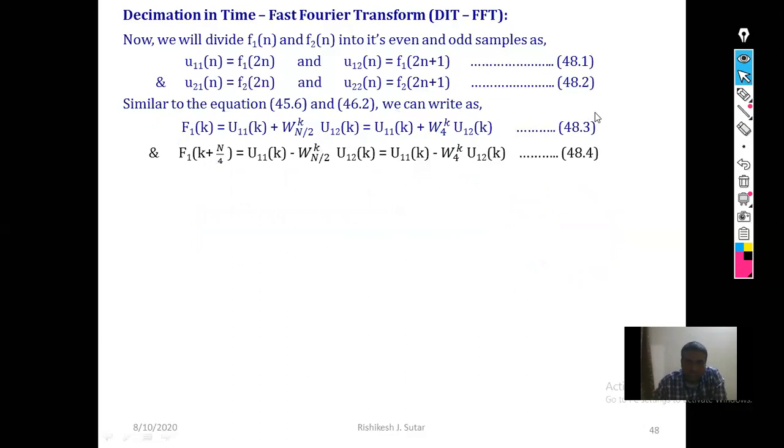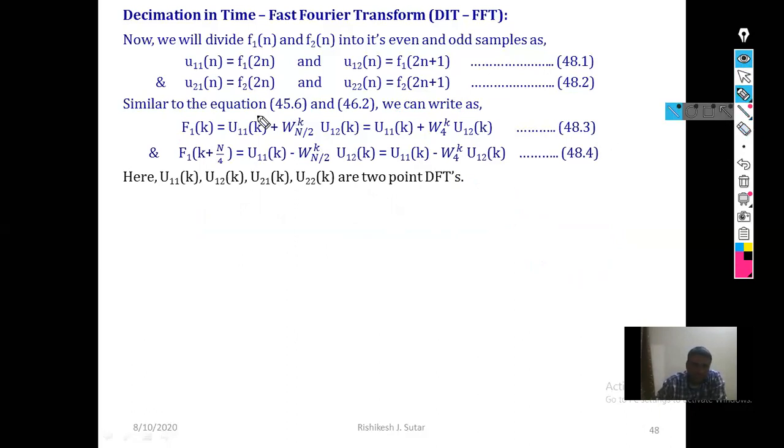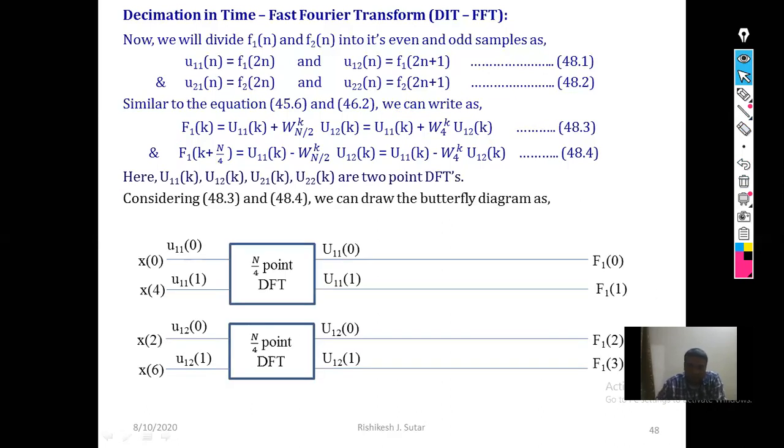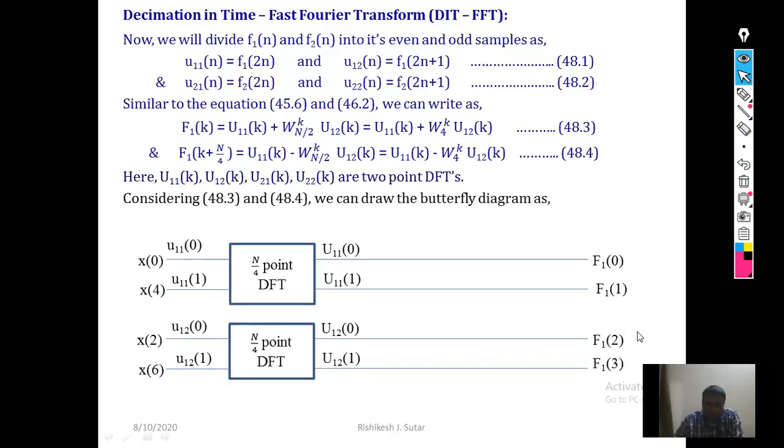So I have got these two equations, 48.3 and 48.4. Now, as we know that F1 of k is a 4-point DFT, u11 of k and u12 of k are the 2-point DFTs. So just we have written here. Let us go further. So here we have written F1 of k in terms of u11 of k and u12 of k. So this is my u11 of k and this is my F1 of k.